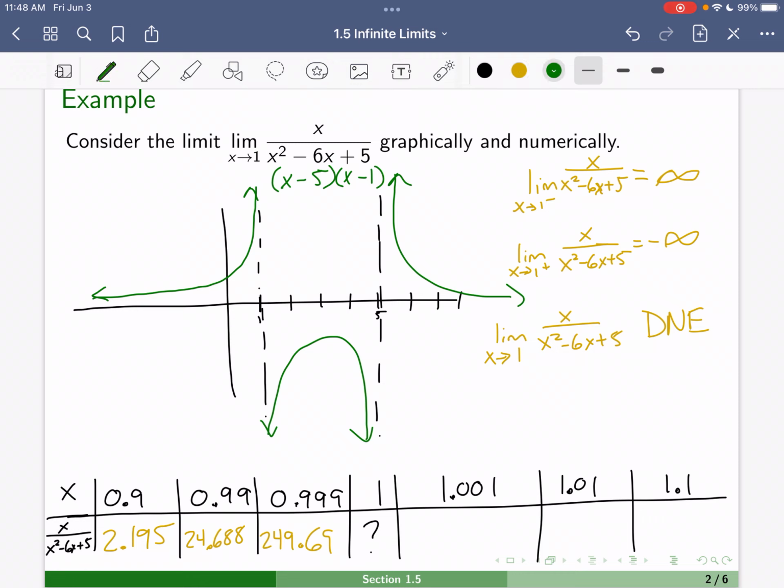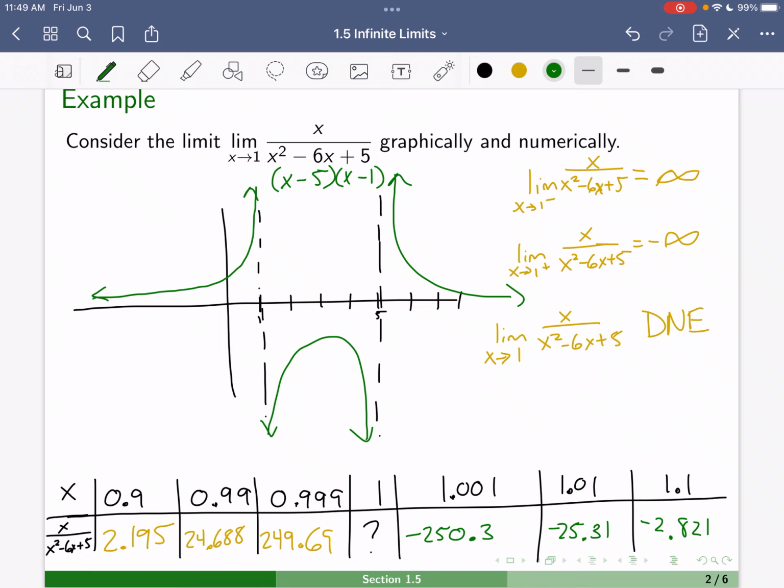So start with 1.1. Plug in 1.1 and you have negative 2.821. Plug in 1.01 and we get negative 25.31. Plug in 1.001 and you'll get negative 250.3. And we see as we're getting closer to 1 from the right-hand side, that number appears to be getting very, very small in the negative direction. Right, that's how we might deal with some infinite limits.